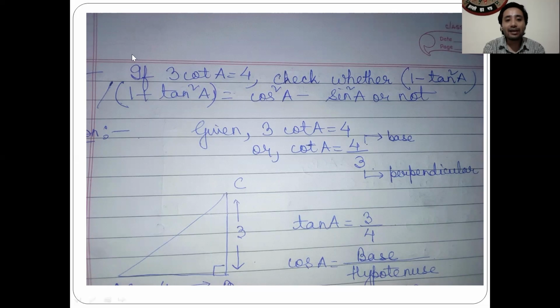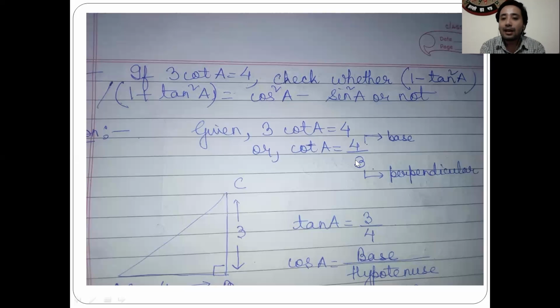So first of all, let me try the first one. So what is there? 3 cot A is equal to 4, correct? So 3 cot A is equal to 4. Okay. Now, cot A, what I've done, I cross multiply. If I bring this side on the right side, then what will happen? 3 will move to the denominator. So cot A will become 4 by 3.